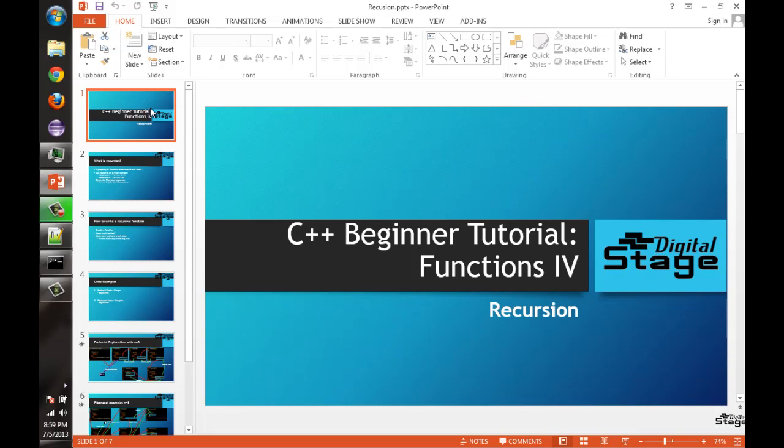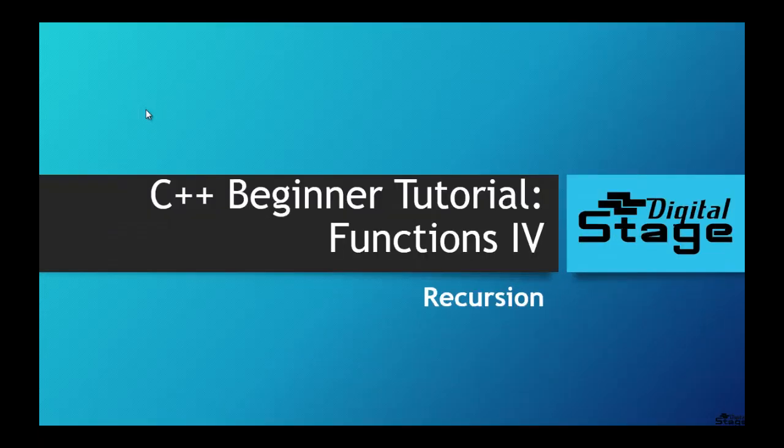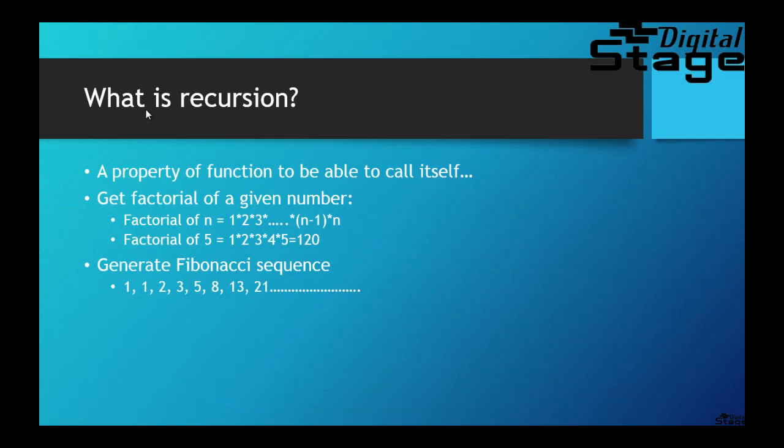This time we are talking about recursion, and as I already warned you, it's going to be a slightly more difficult video than normal because obviously it's recursion. So it's kind of hard to grasp, but I'll try to make it as easy as possible. So what is recursion? Recursion is a property of a function to be able to call itself. Duh. Okay, as you saw in that picture.